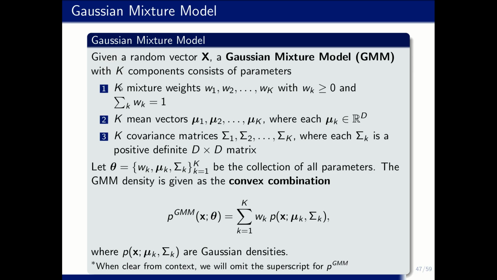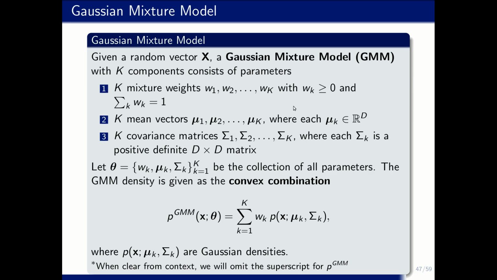For each of these k components we have a mixture weight w, a mean vector mu, and a covariance matrix sigma. So in total we have k mixture weights, k mean vectors, and k covariance matrices: mixture weights w1 to wK, mean vectors mu1 to muK, and covariances sigma1 to sigmaK. Each of the covariances is a positive definite matrix. The mixture weights must be non-negative and they must sum to 1. This is a constraint we have here.